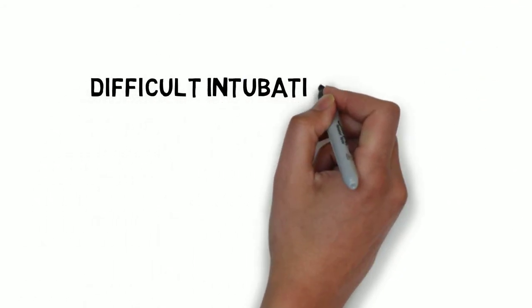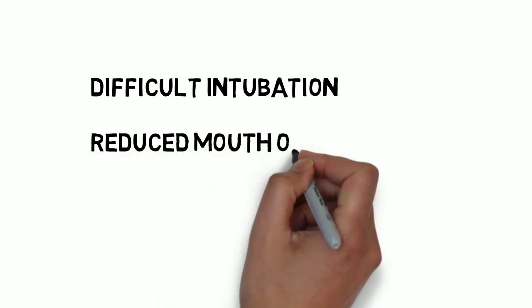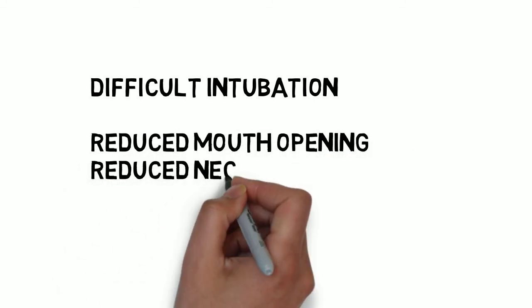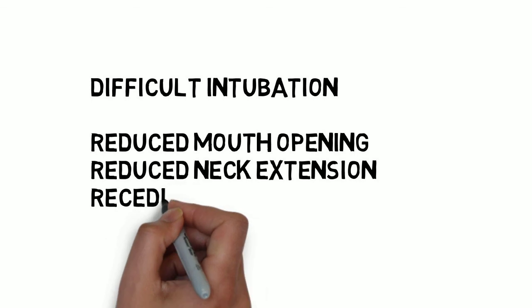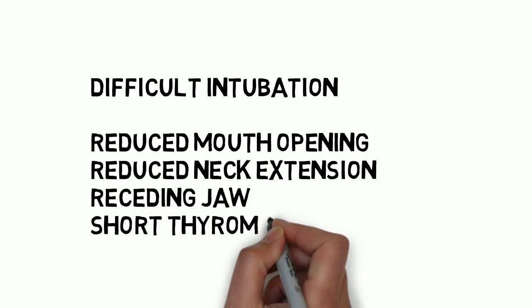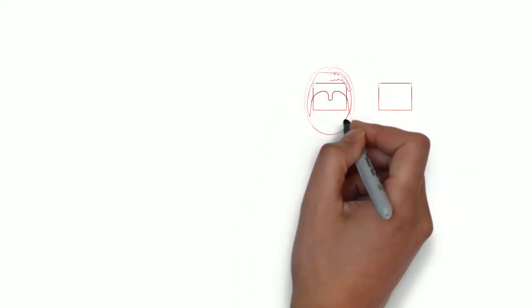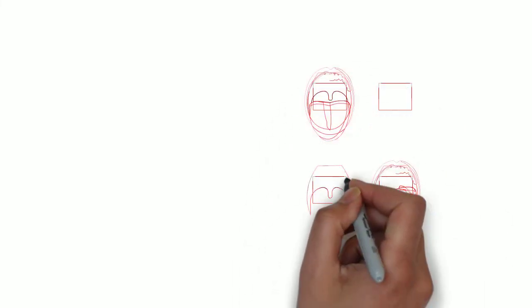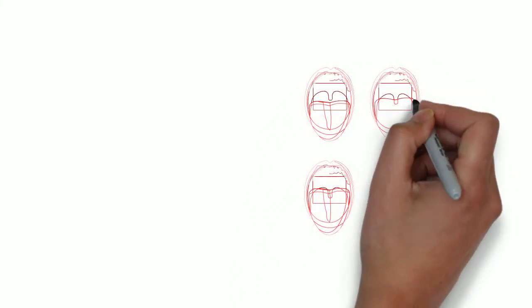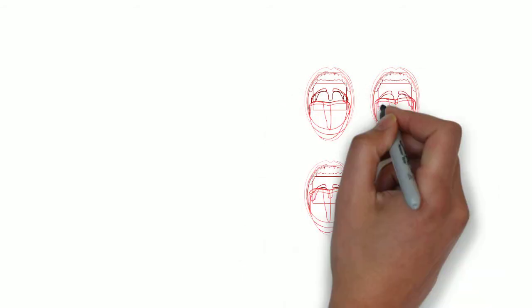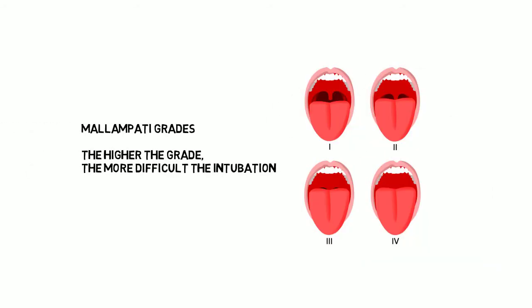These include reduced mouth opening, reduced neck extension, the presence of a receding jaw, buck teeth, or a short thyromental distance. The anaesthetist asks the patient to open their mouth and to protrude their tongue. The view seen is given a Mallampati score. The higher the score, the more difficult the intubation.